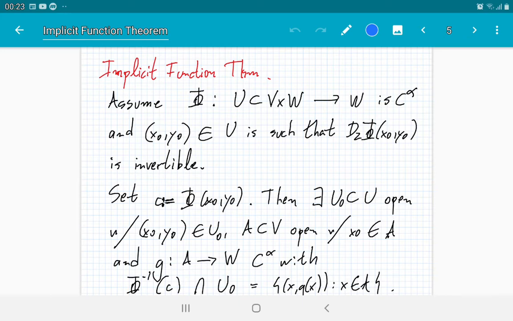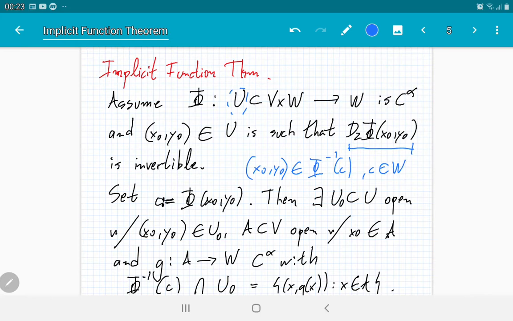Or, okay, let me say it a different way. Suppose I have a point in here in U, contained in V times W. Suppose that the second derivative is invertible at this point. And let C be the value of phi of x0, y0, right? So x0, y0 belong to the preimage of C for a certain C in W.